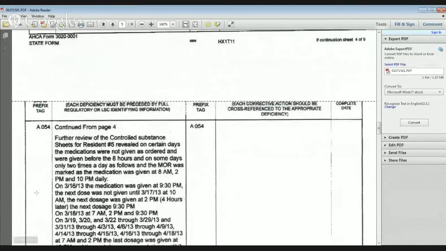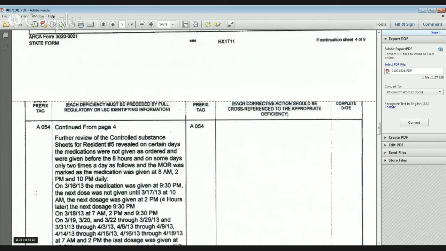I mean, it was the scheduled medication. It was supposed to be given at 8 a.m., 2 p.m., and 10 p.m. On March 16th, the medication was given at 9:30 p.m. Right, so that's bedtime, 30 minutes before the 10 p.m. The next dose was not given until the next day at 10 a.m. So it was given 30 minutes early and then 2 hours late.